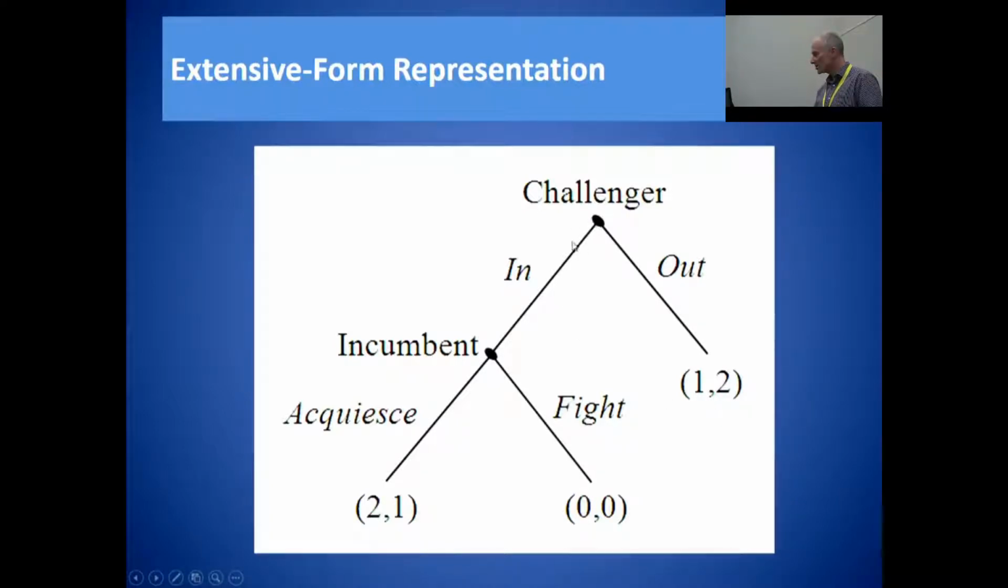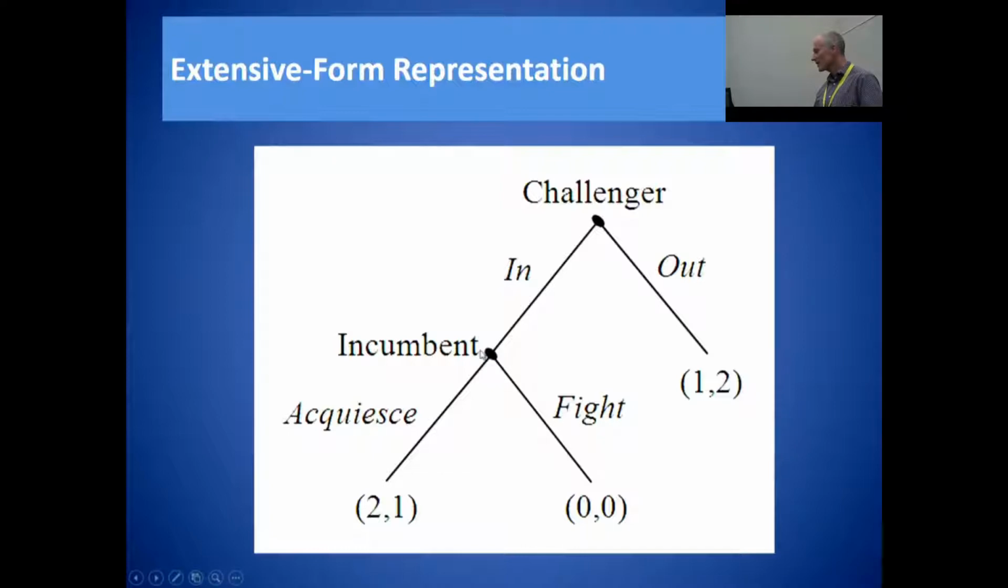However, if the challenger chooses not to stay out, but rather to enter the market, i.e. it chooses in, then it moves us down to the incumbent's choice node. This is where the incumbent firm decides what it does. Does it acquiesce or does it fight? Acquiesce means it concedes market entry. It allows the challenger into the market without a fight. Or does it fight? Does it aggressively cut prices? Does it fight the new entrant into the market?